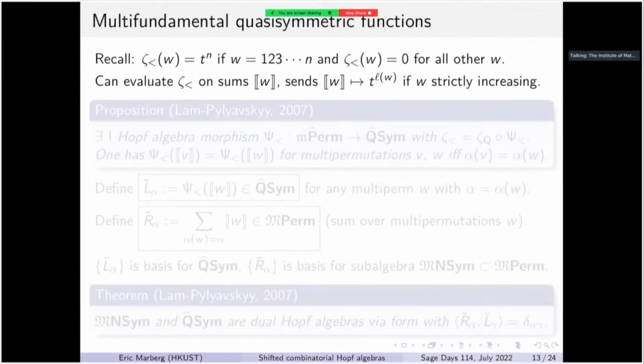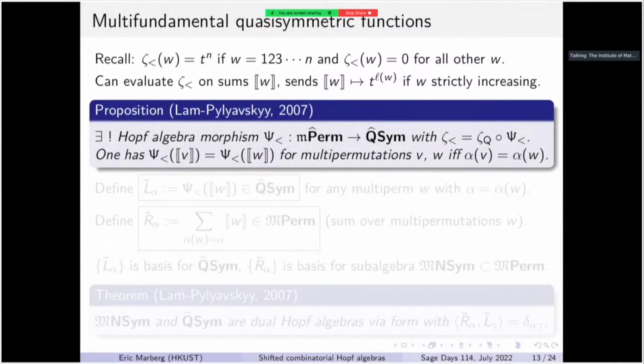So the other thing we want to do is, recall we have this increasing character, and it can be evaluated on these infinite sums because each of these infinite sums has at most one term that is strictly increasing. Because if you have a repeated letter, then it's going to go to 0. So this is still going to send this sum to t to the length of w if w is strictly increasing, and otherwise to 0.